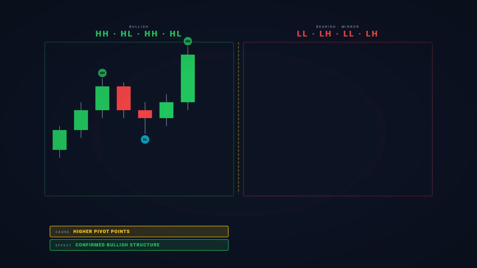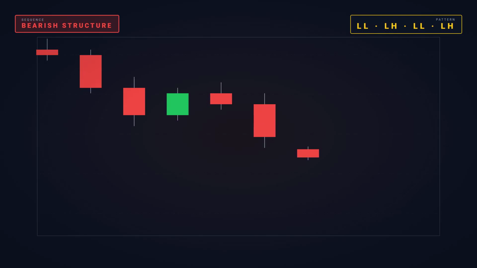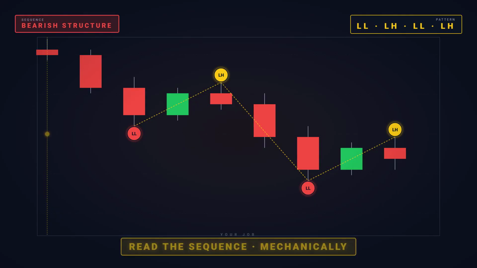Bearish structure is the mirror. Lower low, then a rally that fails to break the previous high, printing a lower high, then a new lower low. LL, LH, LL, LH. That sequence means bearish structure, mechanically, not visually. Look at this chart right here.